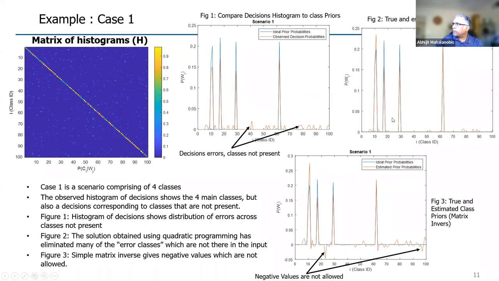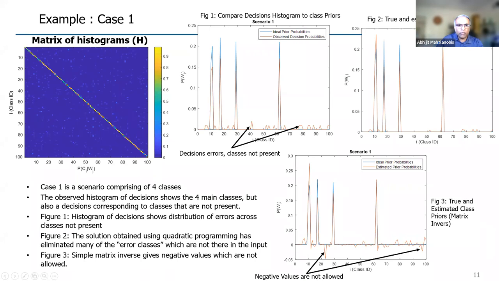Anyway, the point being that if you look at this plot, these blue ones are the ideal prior probabilities based on the mixture of classes that was in the test set. And this red line over here is the estimated prior probability using the quadratic programming. This is using the naive method, and this is using the matrix inverse method.